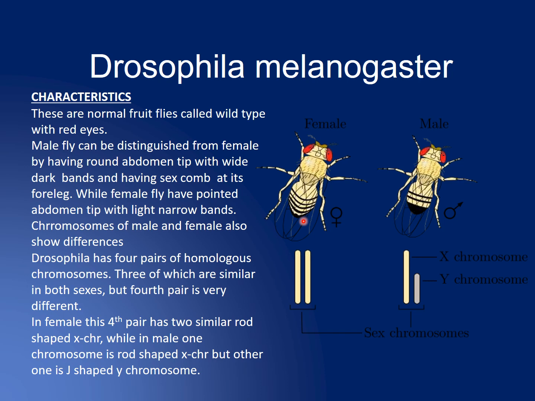The chromosomes of the male and the female also show differences. Drosophila has 4 pairs of homologous chromosomes, 3 of which are similar in both sexes, but the fourth pair is very different. In female, this fourth pair has 2 similar rod-shaped X chromosomes, while in male, one chromosome is a rod-shaped X chromosome, but the other one is J-shaped, called the Y chromosome.